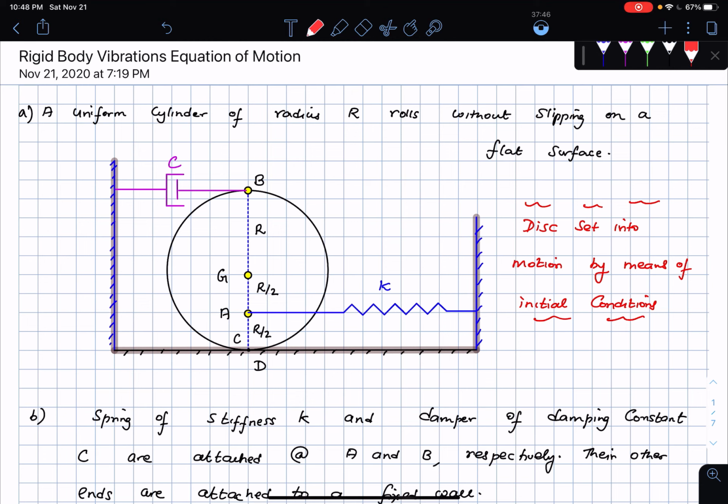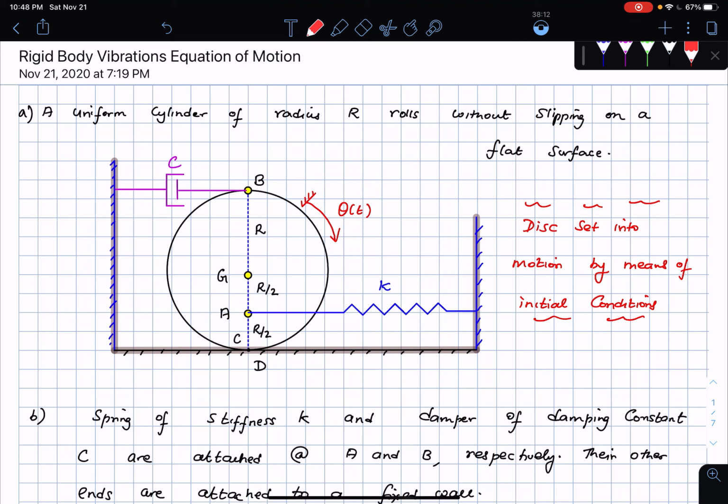I'm going to set up a sign convention. This is the sign convention that I had adopted earlier. This is going to be theta of t. If the disk is rotating in the manner that follows the sense of the theta drawn, then it's considered positive. And if that is the case, then the spring is going to be compressed and the damping element is going to be stretched.